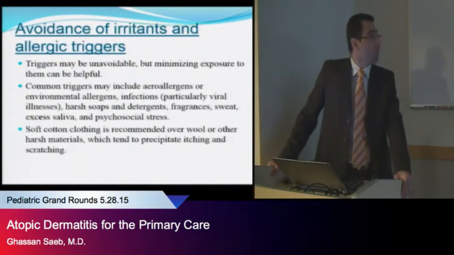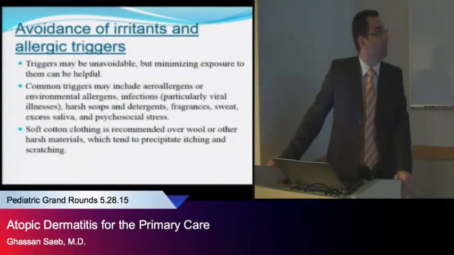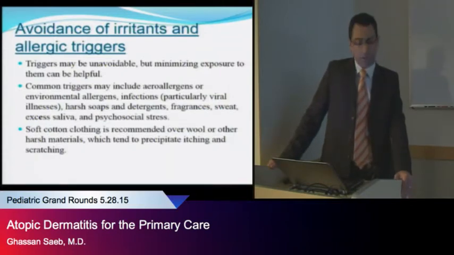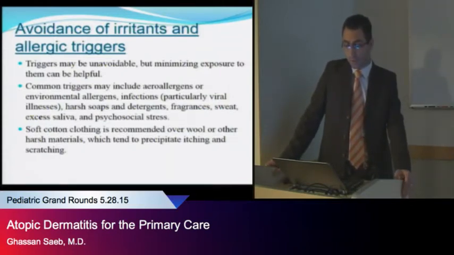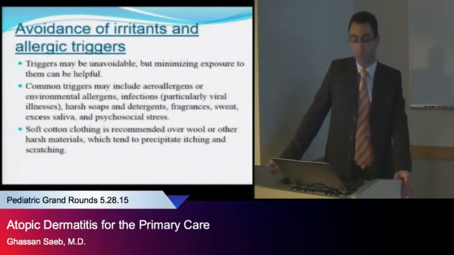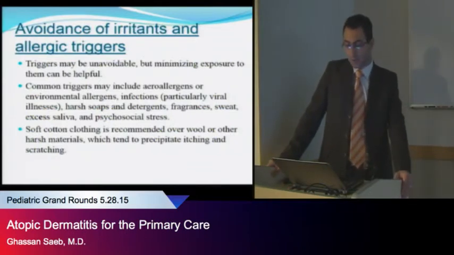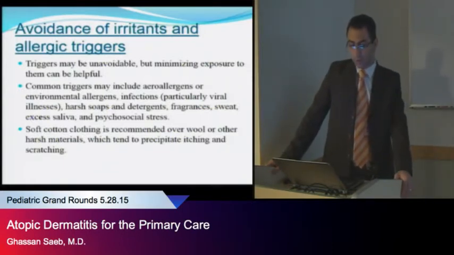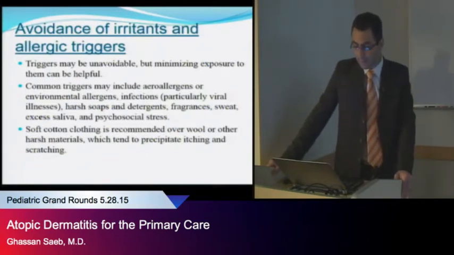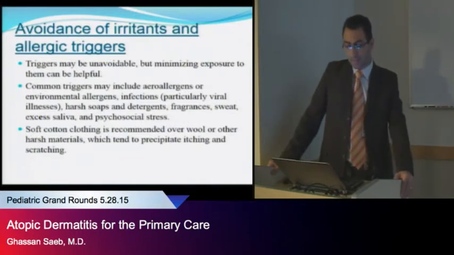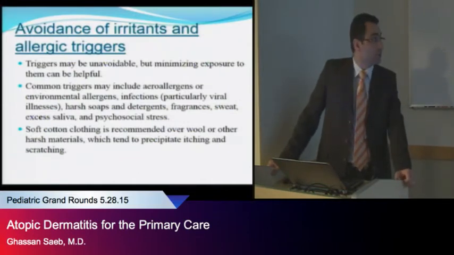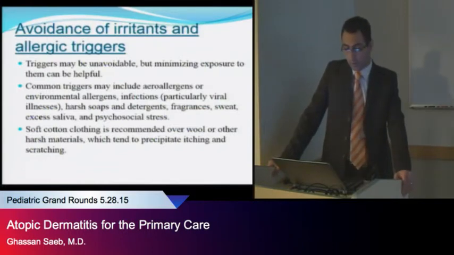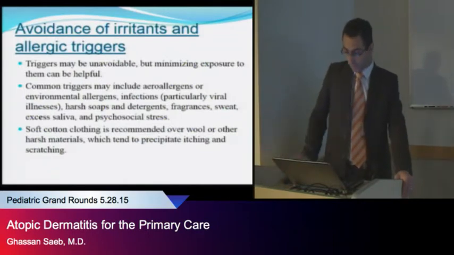The second treatment is avoidance of irritants and allergic triggers. Triggers may be unavoidable, but minimizing exposure to them can be helpful. Common triggers may include aeroallergens or environmental allergens, infections, particularly viral illnesses, harsh soaps and detergents, fragrances, sweat, excess saliva, and psychosocial stress. Soft cotton clothing is recommended over wool or other harsh materials which tend to precipitate itching and scratching.